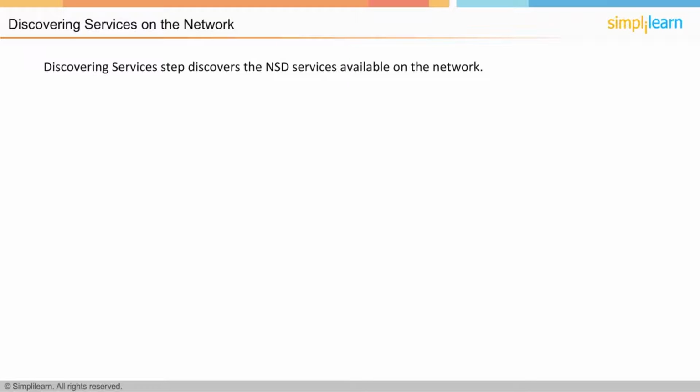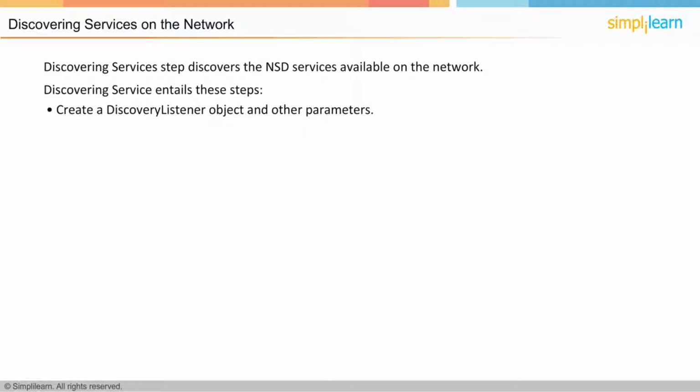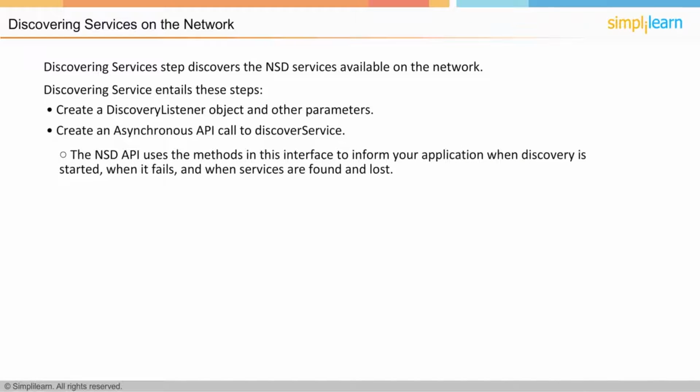Let's talk about how we can discover NSD services available on the network. The process of discovering is very similar to that of registering. Here again, there are two steps: creating a discovery listener object and other parameters, and making an asynchronous API call to discoverServices. First, we have to create a discovery listener object that handles discovery event callbacks. The NSD API uses the methods in this interface to inform our application when the discovery is started, when it fails, and when the services are found or lost.